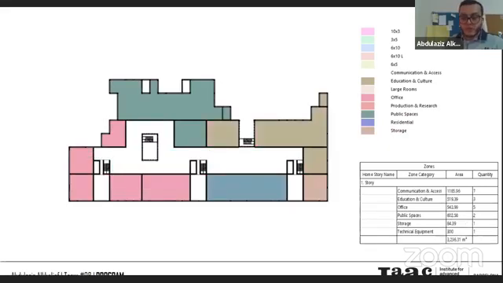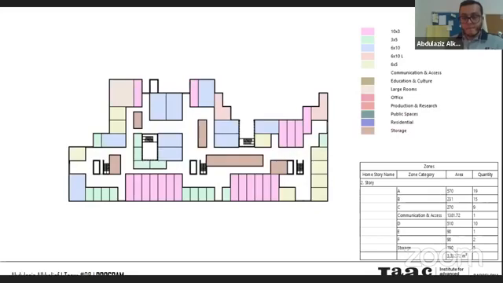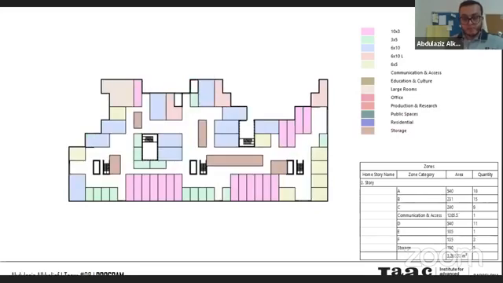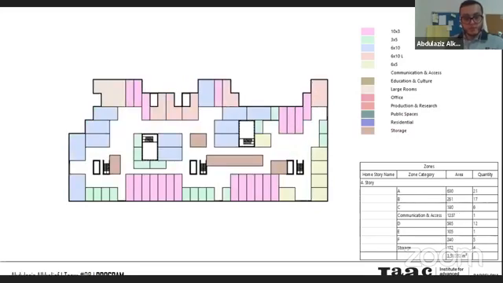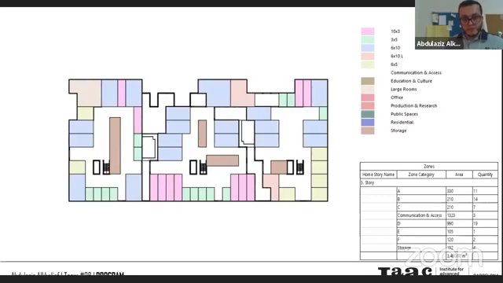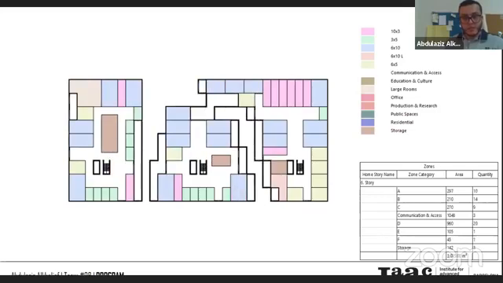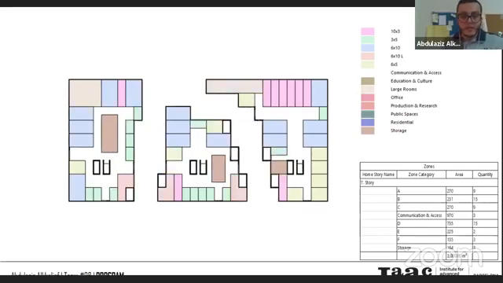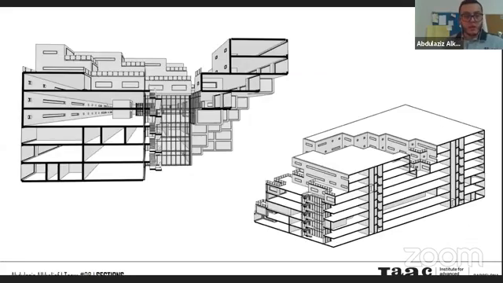This is our first story. This is the second one, third one, fourth, fifth, sixth, seventh, and eighth as well. And this is our section.